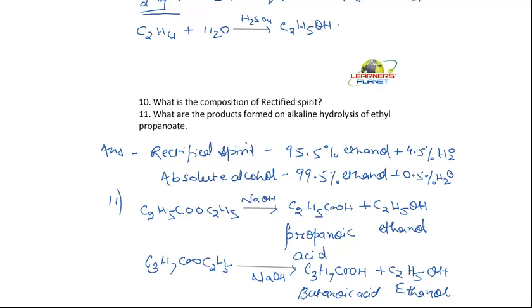Right? So this is also called saponification. The thing which we get here is actually the sodium salt of the acid. That is, in the previous reaction we are getting C2H5COONa. This is a soap. Right? This is also a soap. So this is all about the questions related to alcohols.